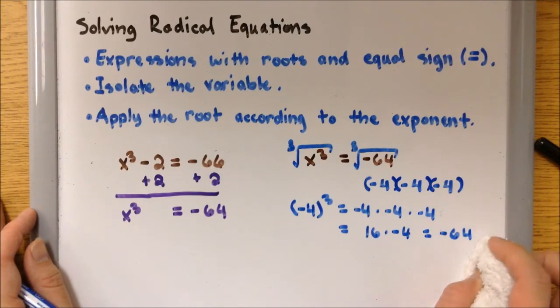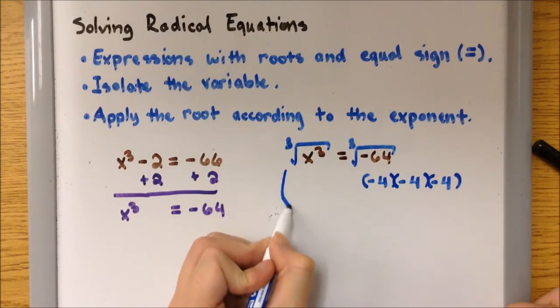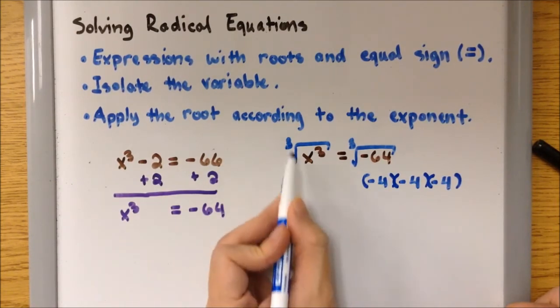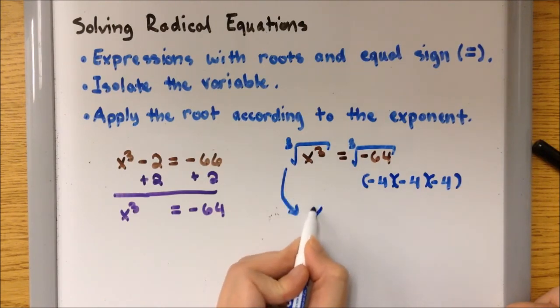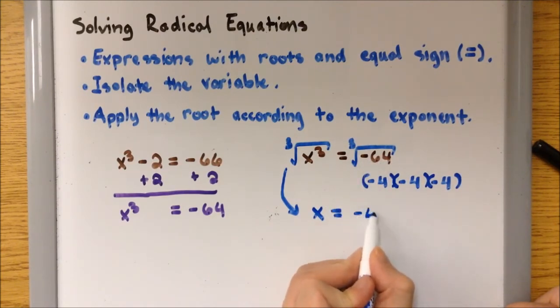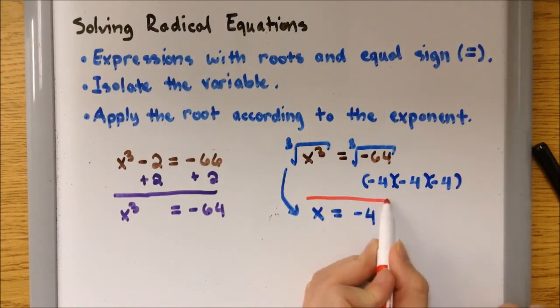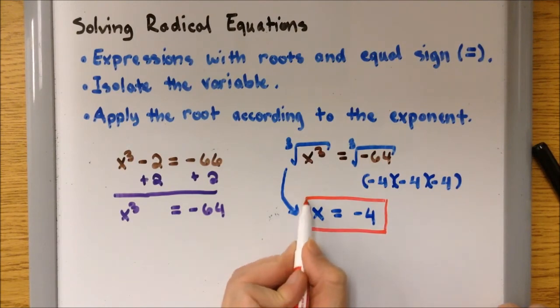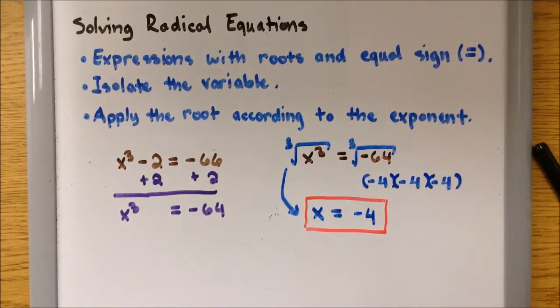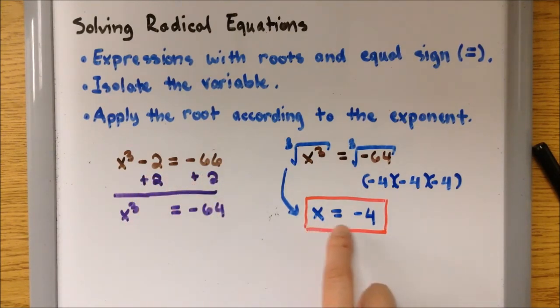So let's continue with our work. Continuing from the work above, the cube root of x to the third will be simply x. The cube root of negative 64 will be negative 4. So x by itself equals negative 4. So that's our final answer. So in this example, x to the third minus 2 equals negative 66. Our final answer is x equals negative 4.